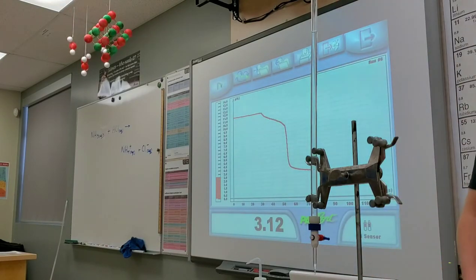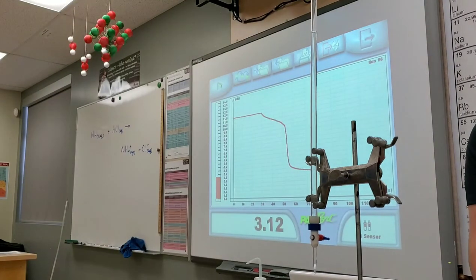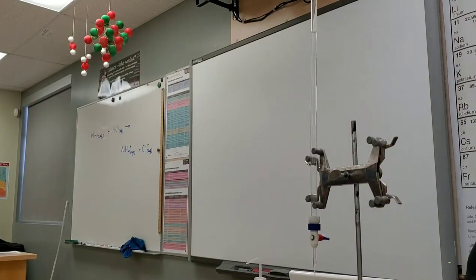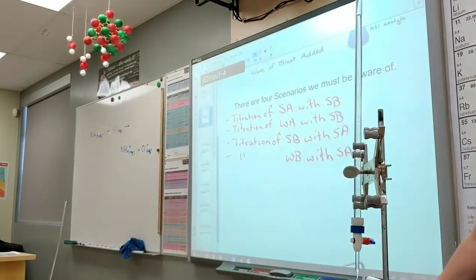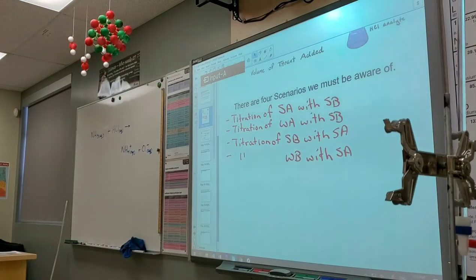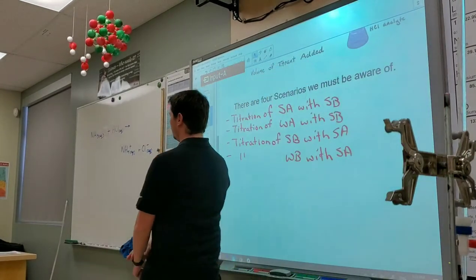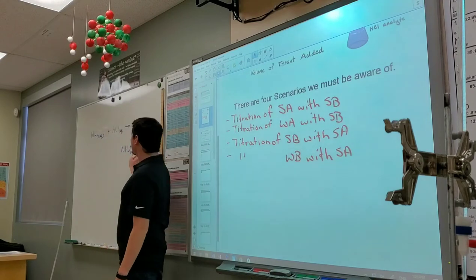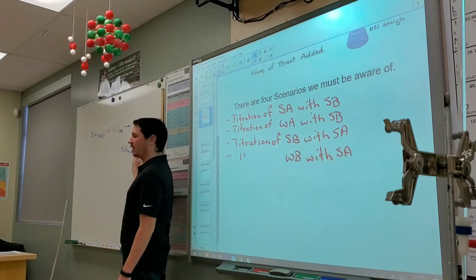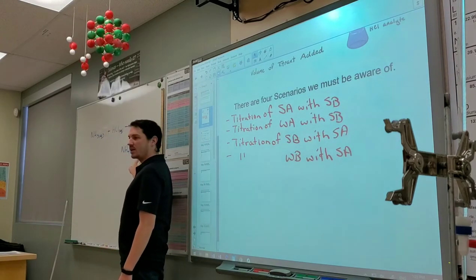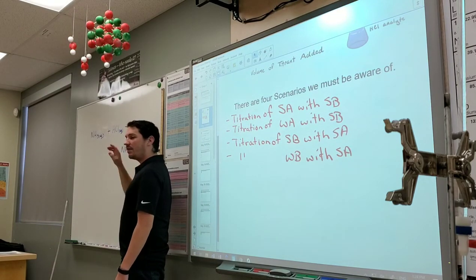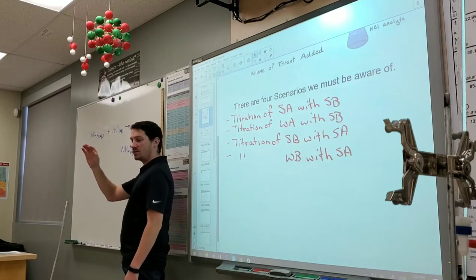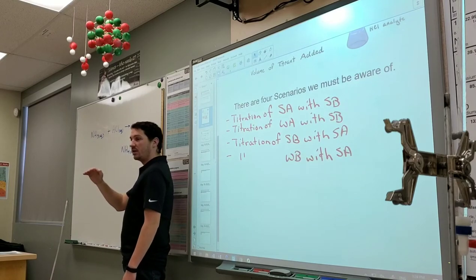Is it an acid or a base? Acid. It's an acid, right? So my final solution, not at the end of the titration, but at the end of this reaction, if these are the only two things in my beaker, is this solution going to be acidic or basic? Acidic.